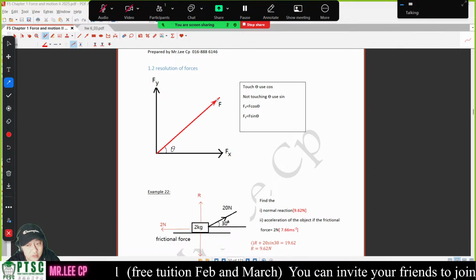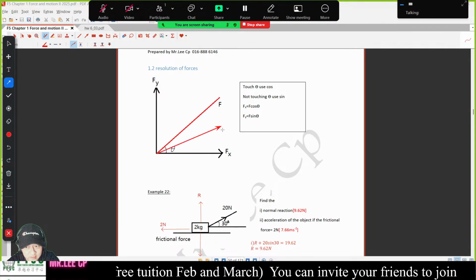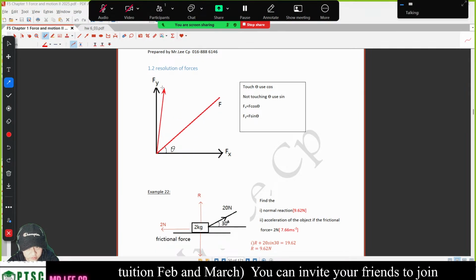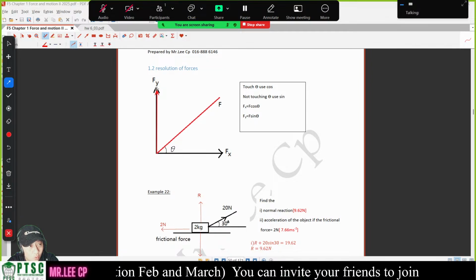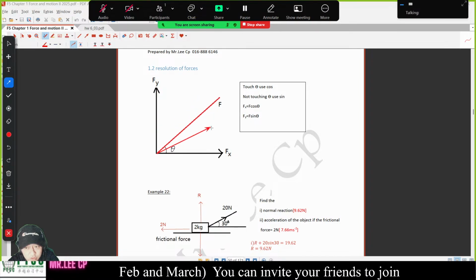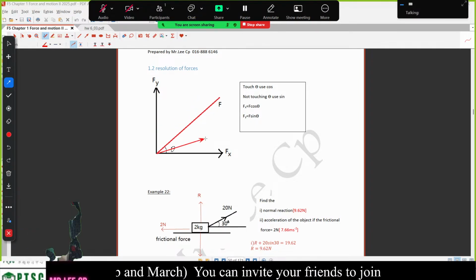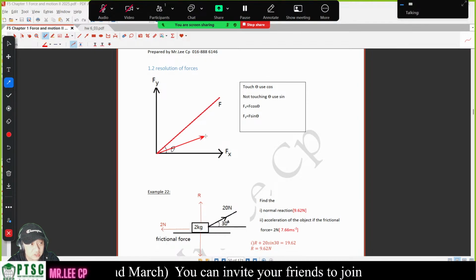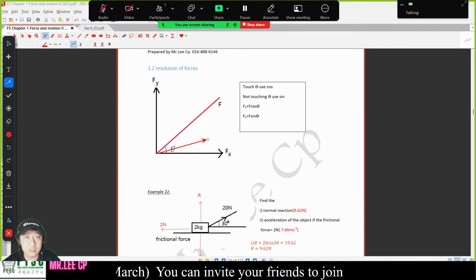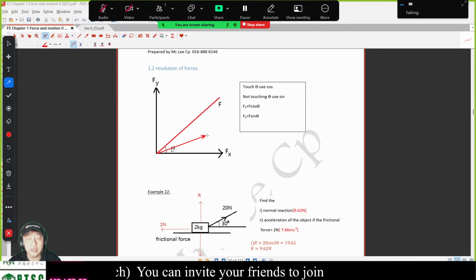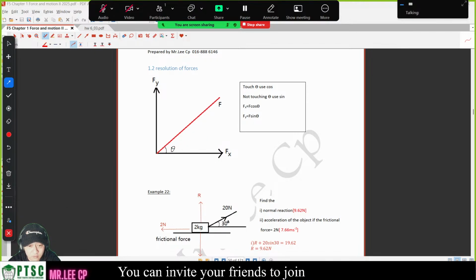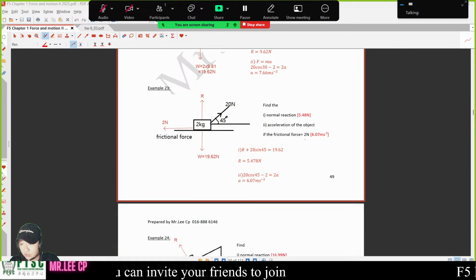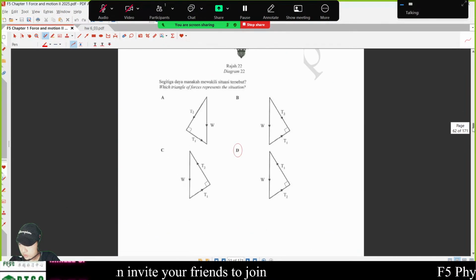Some of the students memorize it this way: Fx is cos, Fy is sine. No, not this way. You have to see whether it is touching theta or not. Touching, then cos. Not touching, then sine. Remember that. So today we are going to continue the exercises.